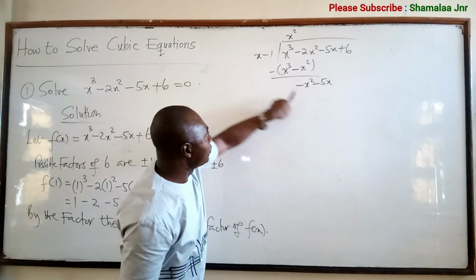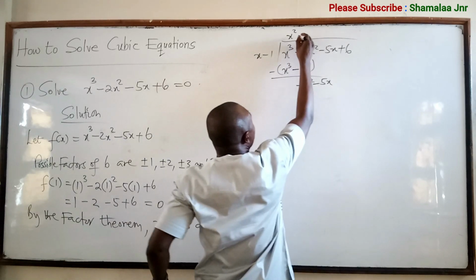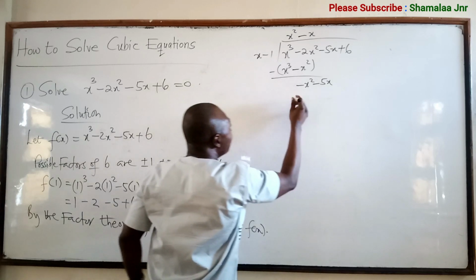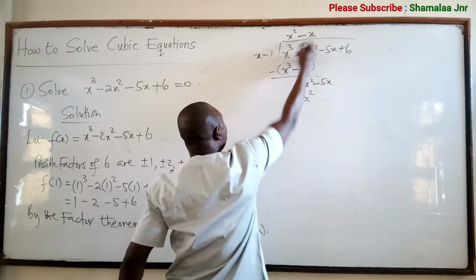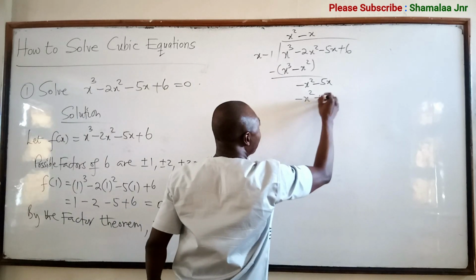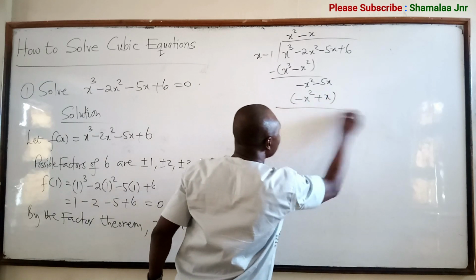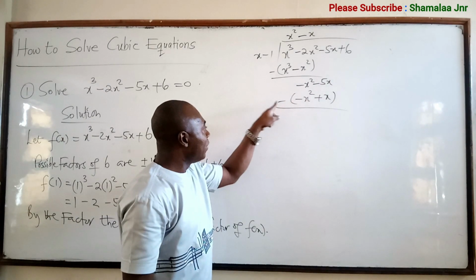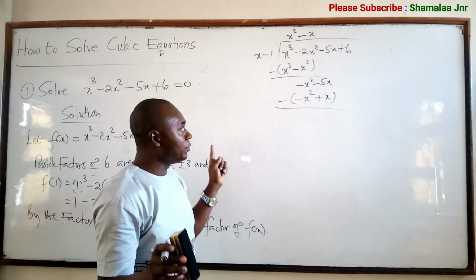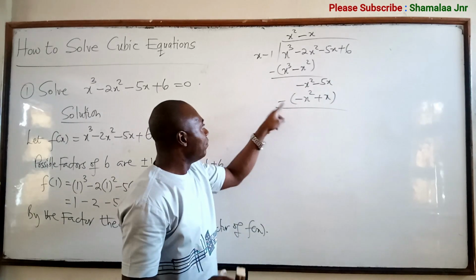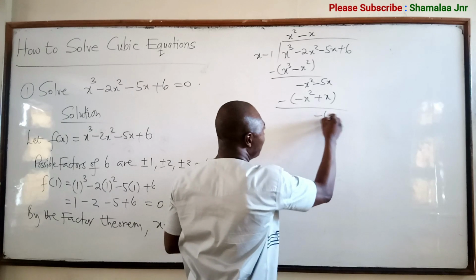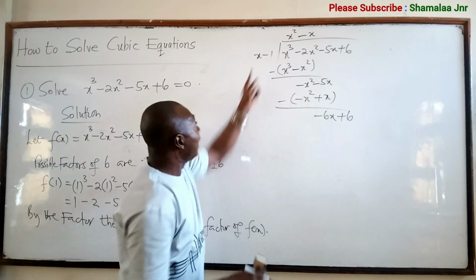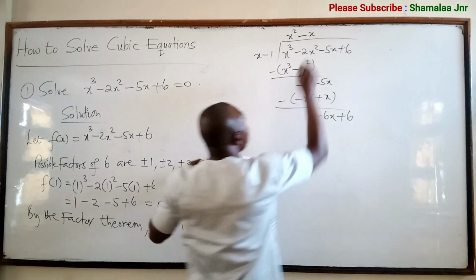Now again, x goes into negative x squared, negative x. Negative x times x is negative x squared. Negative x times negative 1 is positive x. And you are subtracting this one from this. So you have negative x squared minus negative x squared, which goes to 0. Negative 5x minus x will give us negative 6x. And then bring the next term, which is plus 6. x goes into negative 6x, negative 6.